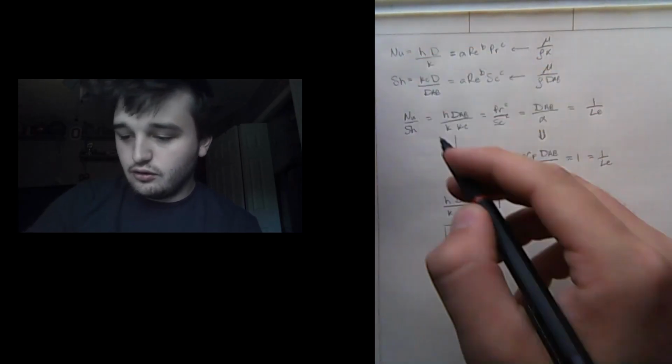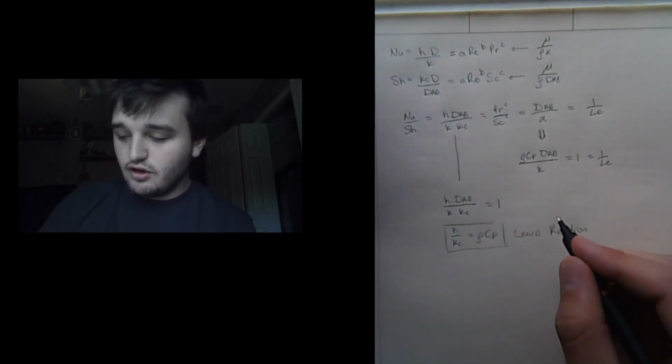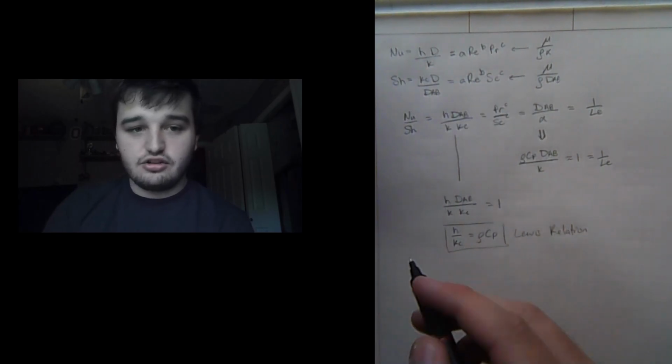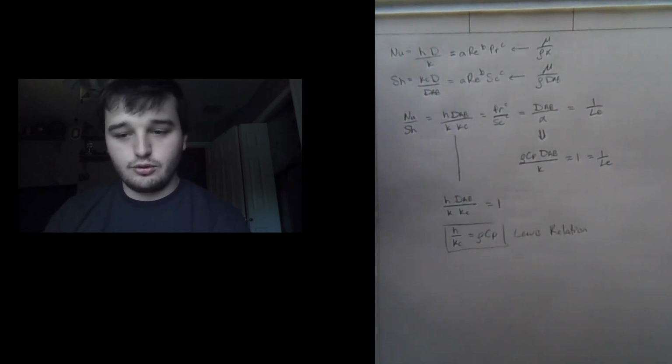So by using the Nusselt and Sherwood numbers that have similar equations and similar variables, we were able to relate heat and mass transfer coefficients to the volumetric heat capacity, in this case for moist air, which is really cool.